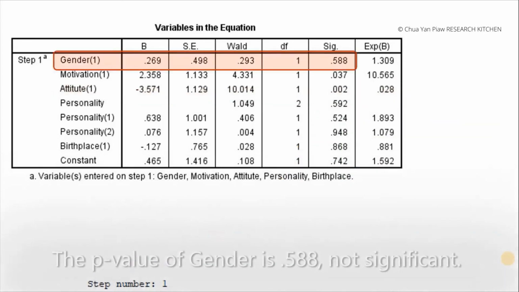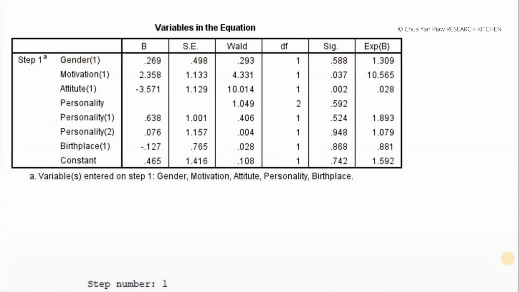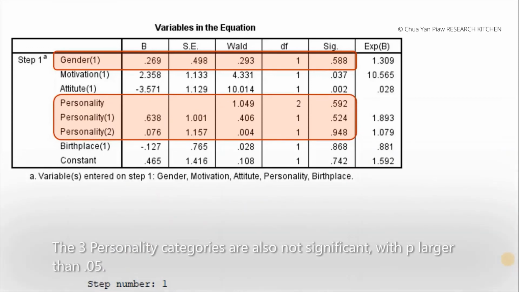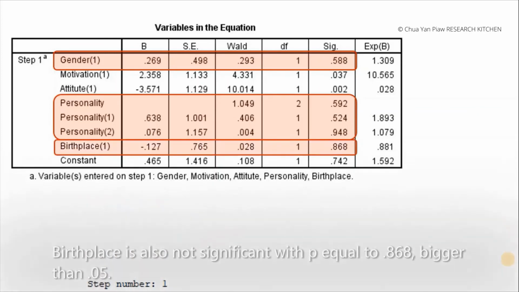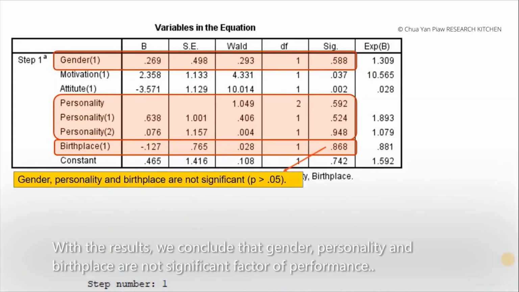The p-value of gender is 0.588, not significant. This means gender is not a factor of performance. The 3 personality categories are also not significant with p larger than 0.05. Birthplace is also not significant with p equal to 0.868, bigger than 0.05. With the results, we conclude that gender, personality, and birthplace are not significant factors of performance.